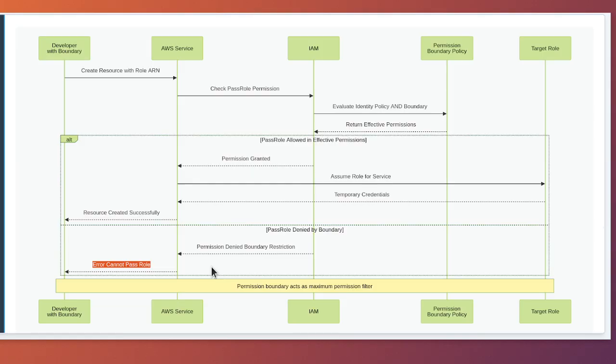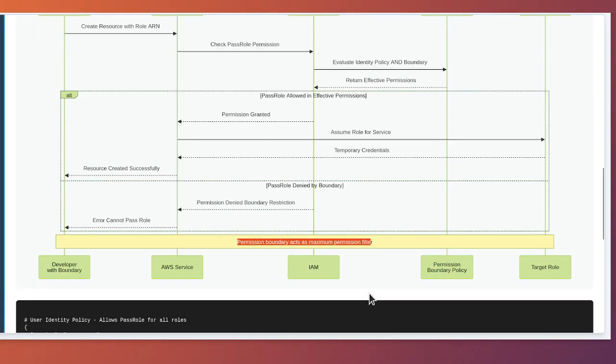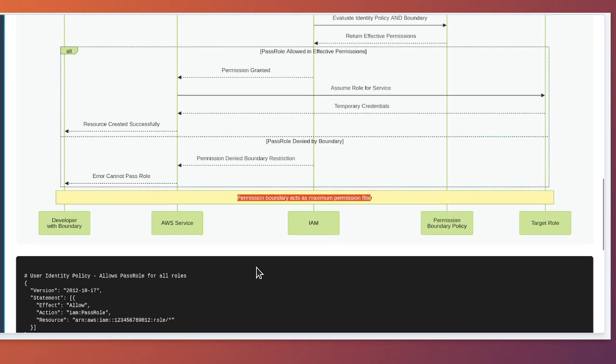The note at the bottom of the sequence diagram emphasizes the key point. The permission boundary acts as a maximum permission filter. Even if identity policies grant broad PassRole permissions, the boundary restricts what can actually be passed. This is the fundamental governance mechanism that permission boundaries provide.